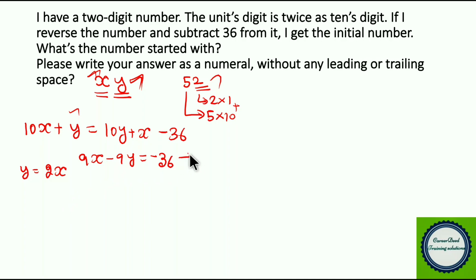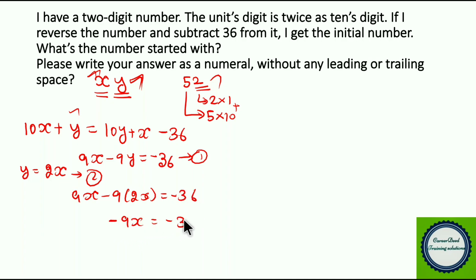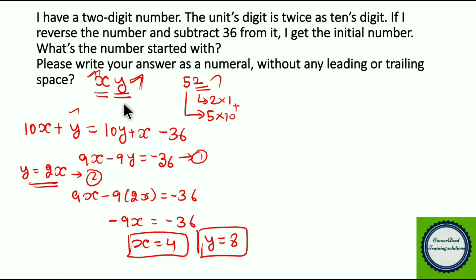Now you have two linear equations. Now try to substitute the second equation in the first equation. You get 9x minus 9 into 2x equivalent to minus 36. So while solving, you get minus 9x equal to minus 36. So the value of x is equivalent to 4. So if the value of x is 4, with this you can find the value of y. So what is the value of y? You get the value of y is equivalent to 8. So the answer for this question is 48. So 48 is the actual number, right?